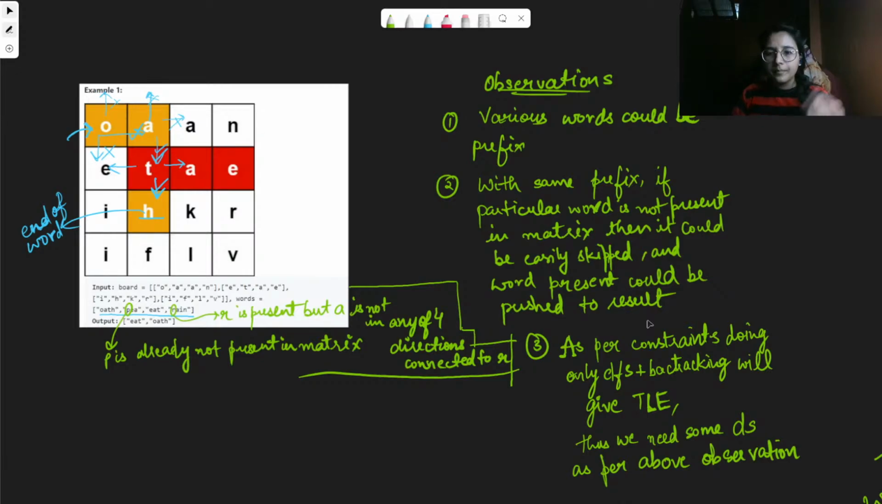And after that, we can branch out the other words and just select which word is the requirement of our input which is being given to us. So according to that only, we will be going ahead, and as per the constraint, doing only DFS plus backtracking will give us TLE, right? So thus we need some data structure as per the above observation, means as per this particular prefix.